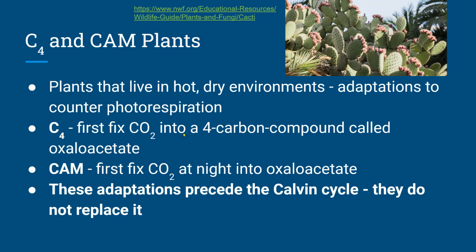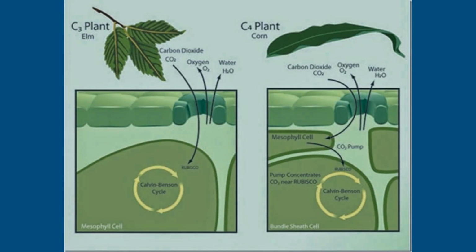So it's important to note these adaptations do not replace the Calvin cycle. They simply come before it. So in order to better understand what I'm talking about here, let's go more in depth with these C4 and CAM pathways. Let's first take a look at the C4 plants and the C4 pathway. Now, as we said earlier, in the C4 pathway, atmospheric CO2 is first fixed to a molecule called oxaloacetate. This occurs not only before the C3 pathway, but in different cells entirely.